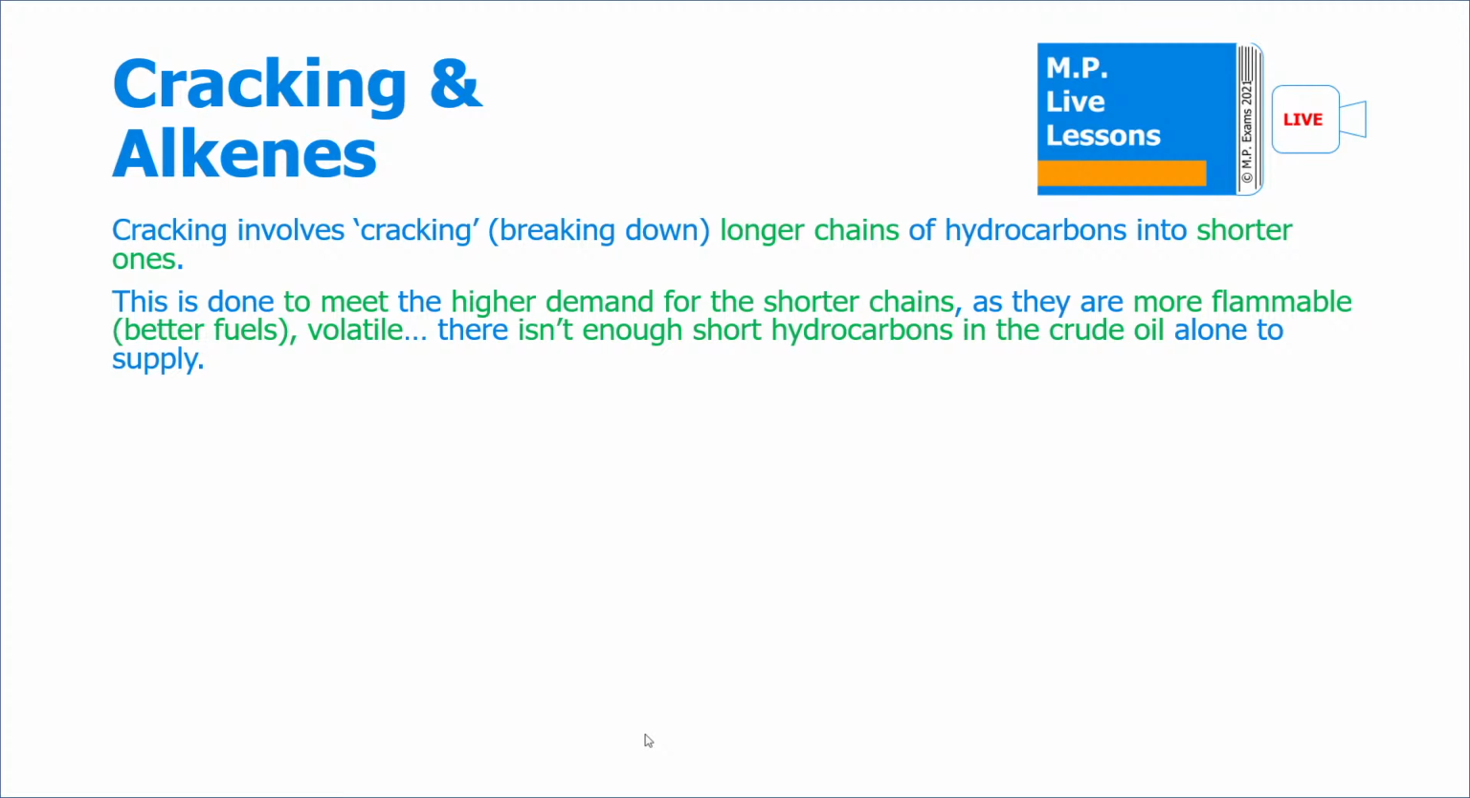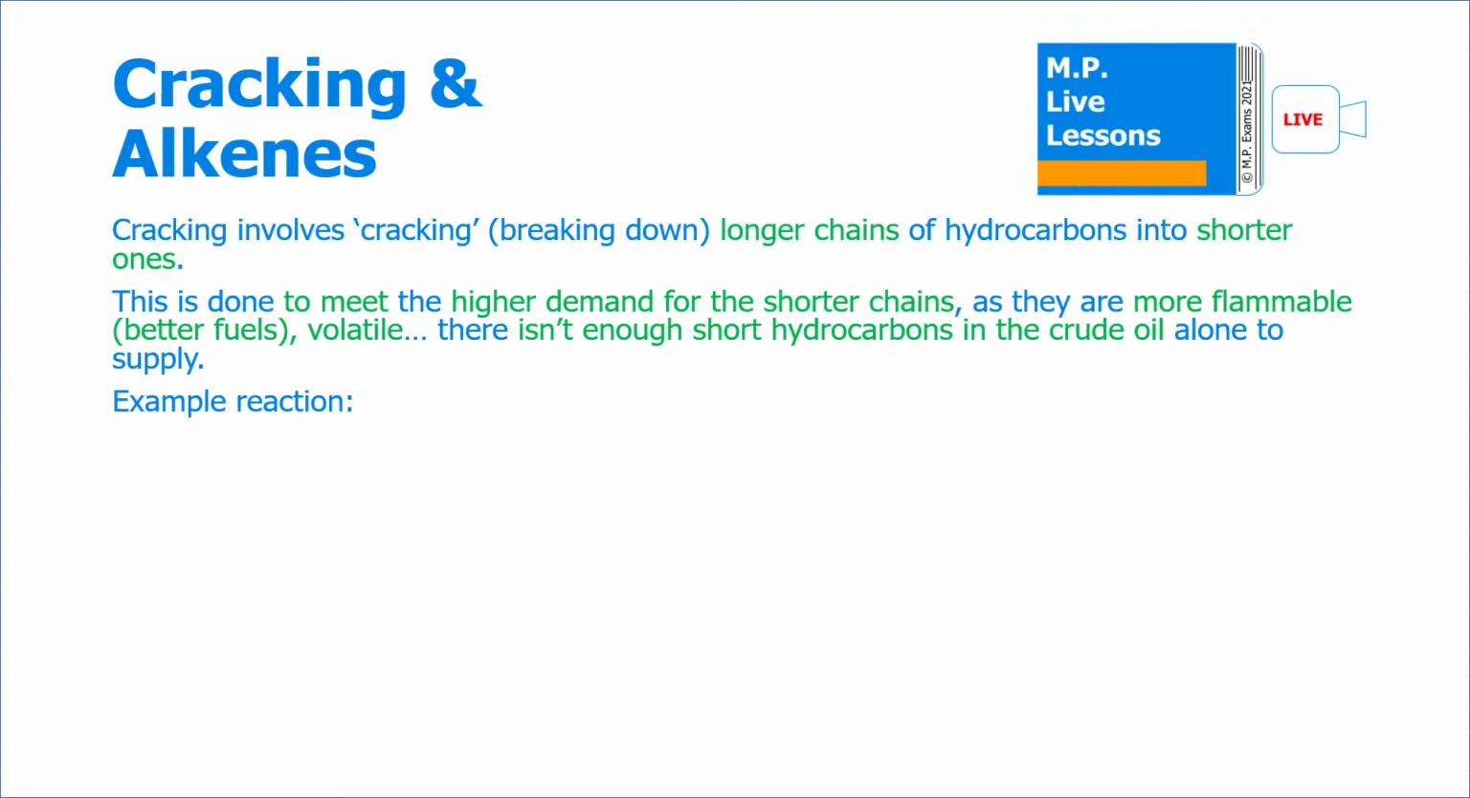However, in naturally occurring crude oil, there isn't enough of these shorter chains to meet the demand of what we use them for. So there isn't enough of these shorter chain hydrocarbons to give us what we need. That means we need to break these longer hydrocarbons, which we don't use as much, into shorter ones, which will sustain the supply for it.